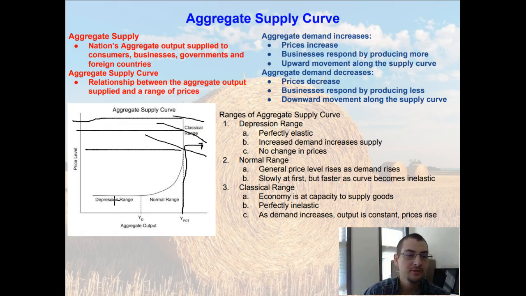So those are the three areas of the aggregate supply curve. The depression range is perfectly elastic, meaning prices will not change, but output will. We have the normal range where both prices and output will change as we move up this curve. Then we have the classical range where the prices change, but since we're operating at max capacity, output is going to stay the same.